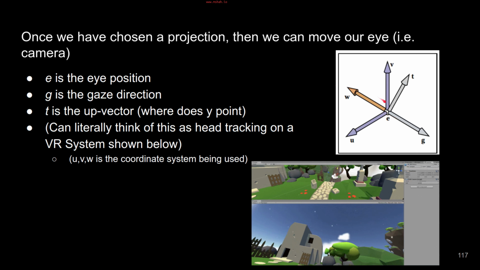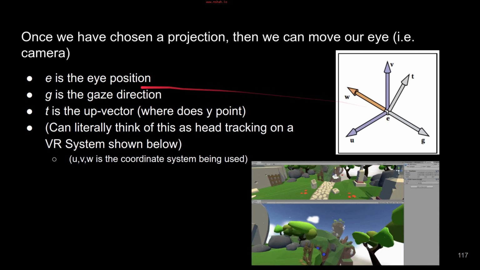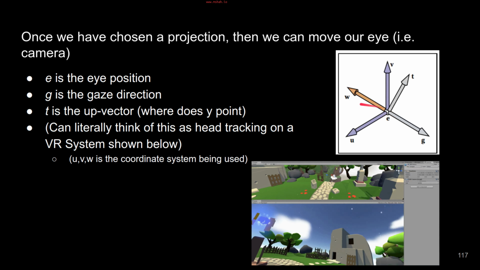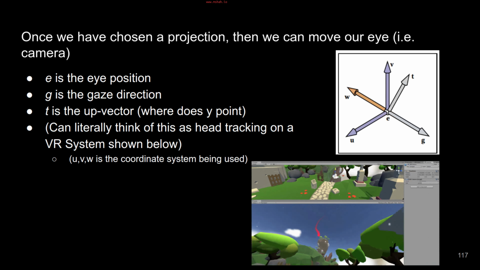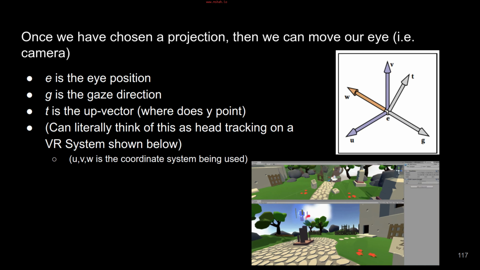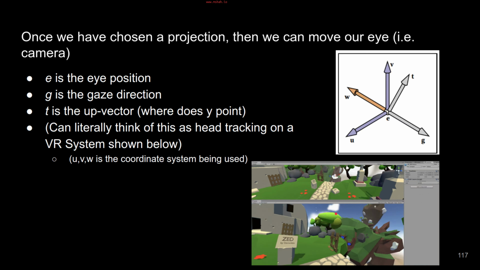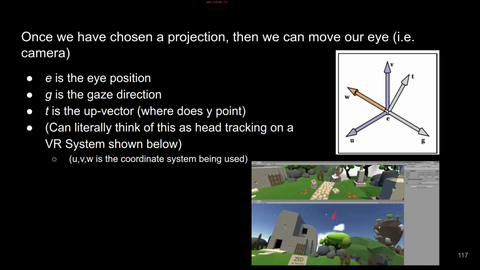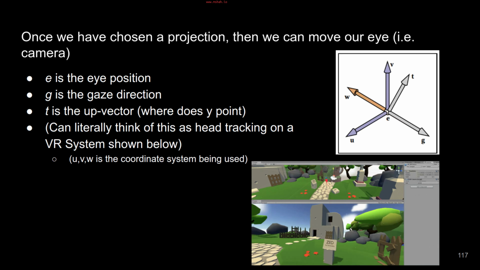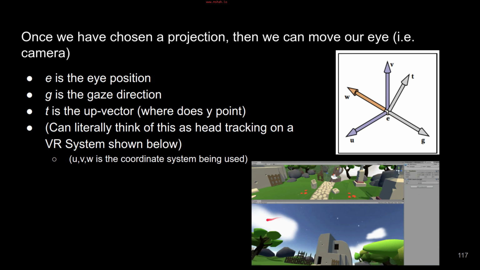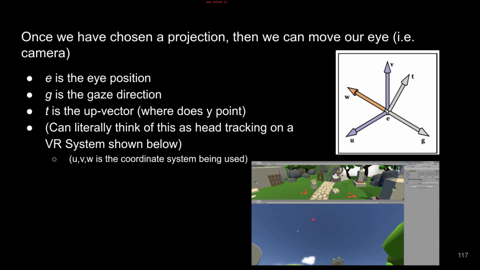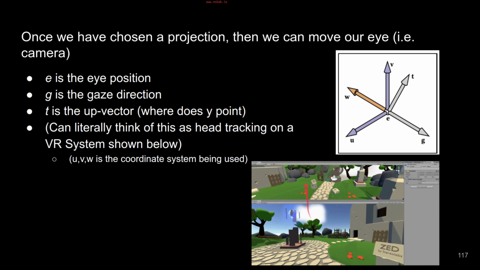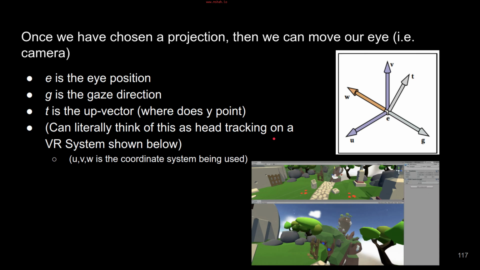So E is the eye gaze position, so where we are in the world. G is the gaze direction, where are we looking? So you can see this character looking around in this virtual reality simulation. And T is the up vector, where is up in our world? That's what I'm rotating around when I am looking left and right and all around in this world. So we need to know where up is so we can rotate about that.